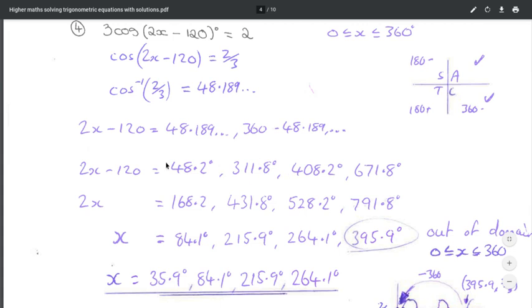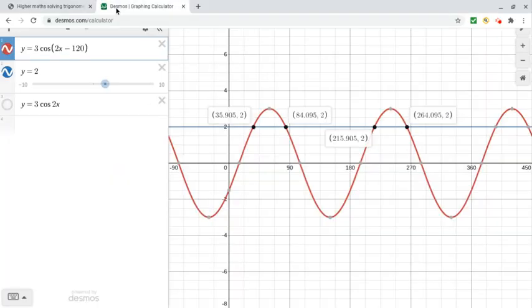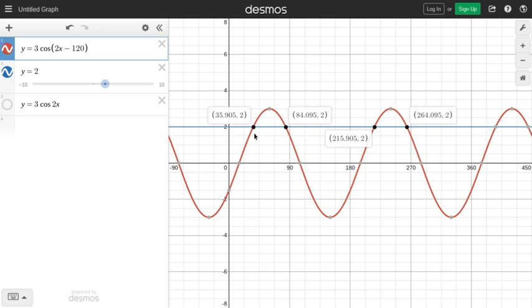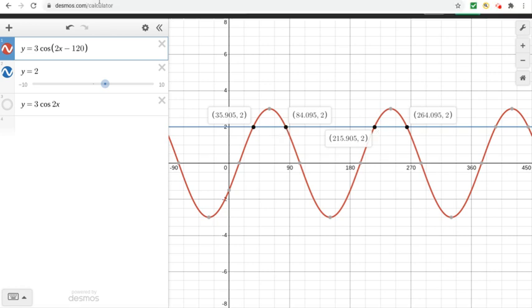Now, again, because it's 2x − 120, we are looking for twice as many values as usual. Again, why is that happening? Because the cosine curve, as it's 2x, has been compressed by a factor of 2. So between 0 and 360, there's going to be twice as many points where the line cuts the cosine curve. Twice as many points where that cosine curve is at a height of 2. So we can see the first 2 there, and then the next 2 afterwards.